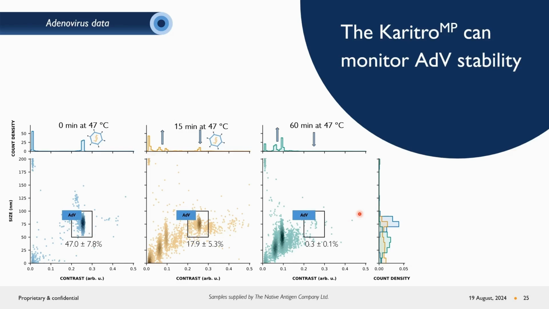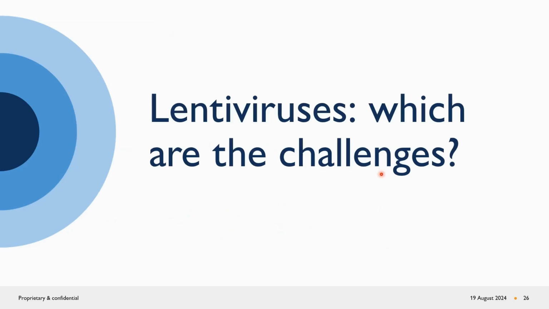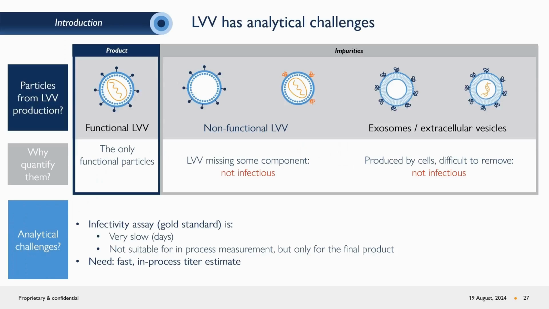Let's now look into lentiviruses. Which are the challenges when producing lentiviruses? When producing lentiviruses, together with the functional lentivirus particles, there are a series of impurities that should be quantified and ideally eliminated as well. We have a mixture of non-functional lentiviruses, which are essentially lentiviruses missing some components and therefore are not infectious, and also some exosomes or extracellular vesicles that again are not infectious and should be ideally removed.